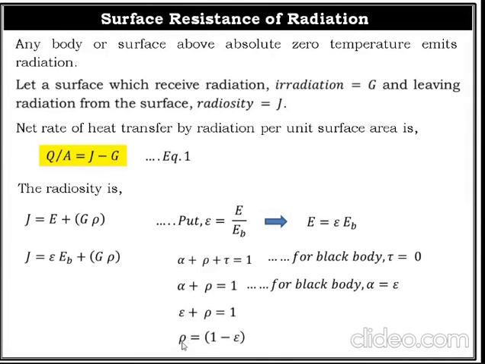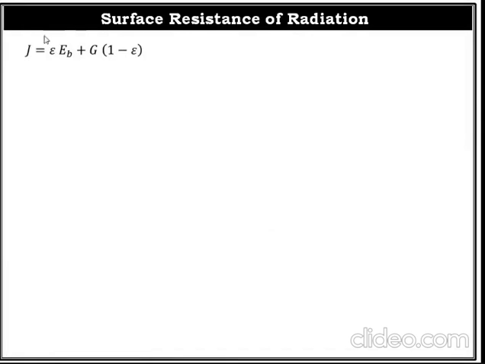Now, what is the relation between emissivity and reflectivity? So rho is equal to 1 minus emissivity. So we can now replace rho by 1 minus emissivity, and we can replace E by emissivity into emissive power of black body. So our equation is J is equal to emissivity, emissive power of black body, plus irradiation into bracket 1 minus emissivity. Now this is our final equation.